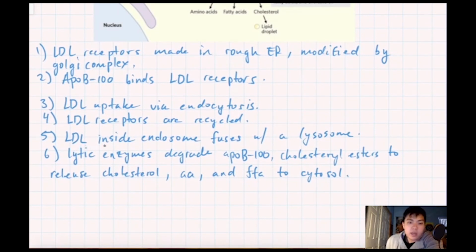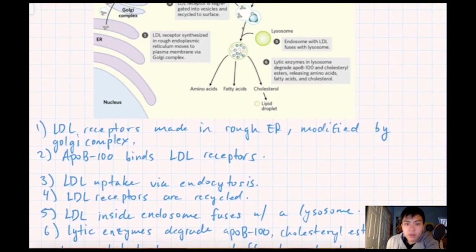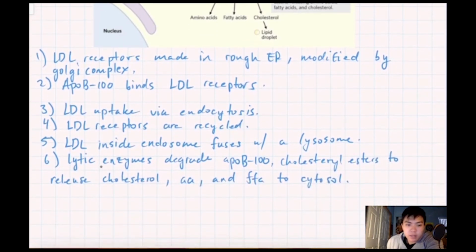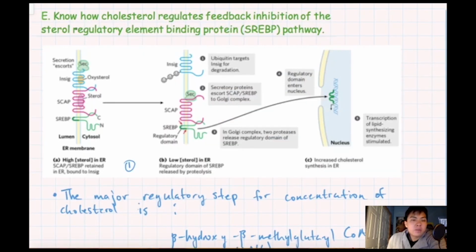Step 5, LDL inside your endosome fuses with a lysosome, right? We sort of talked about this earlier. And then the last step, lytic enzymes degrade ApoB100 and cholesterol esters to release cholesterol, amino acids, and free fatty acids to the cytosol. Okay, objective E, know how cholesterol regulates feedback inhibition of the steroid regulatory element binding protein, SREBP pathway.